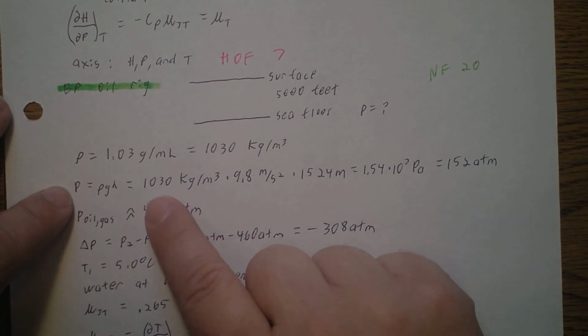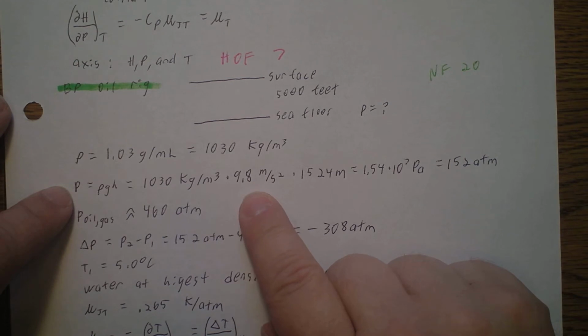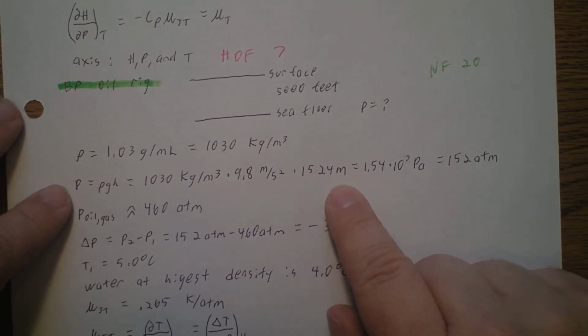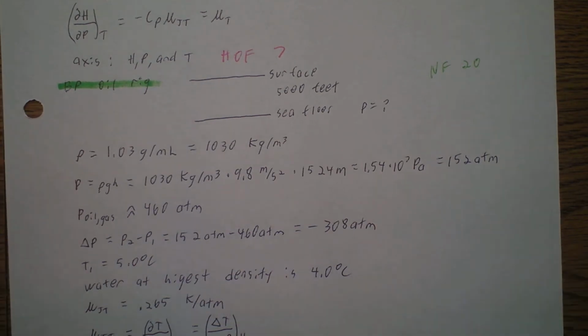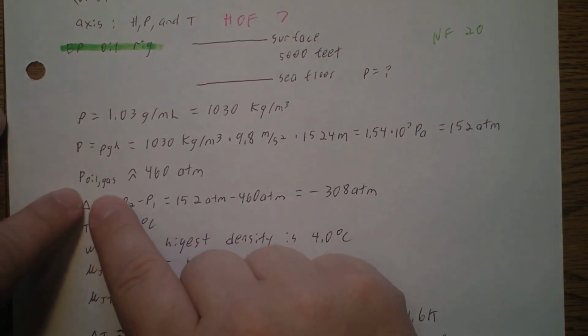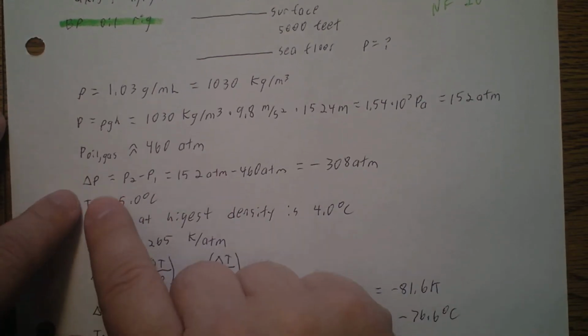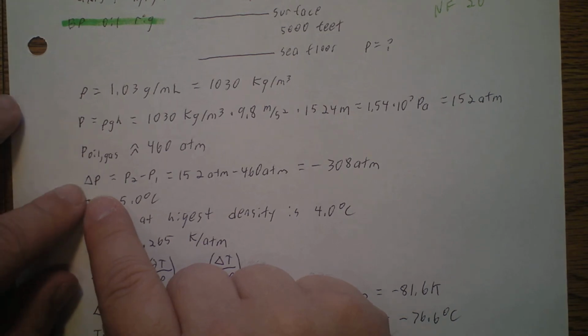It's still true. So we have 1,030 kilograms per meter cubed times 9.8 meters per second squared times 1,524 meters, that's the depth, or height, whatever you want to call it. So that gives us 1.54 times 10 to the 7 pascals, which is 152 atmospheres. Now the pressure of the oil or the gas coming out of that leak was roughly 460 atmospheres. So the change in pressure when it leaked out into the ocean is actually a great decrease.